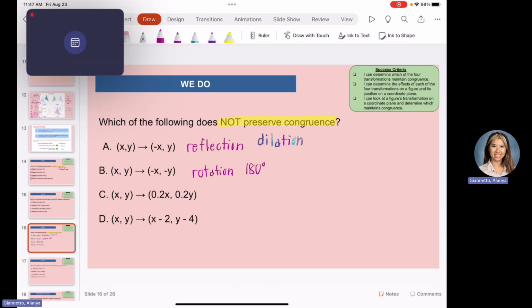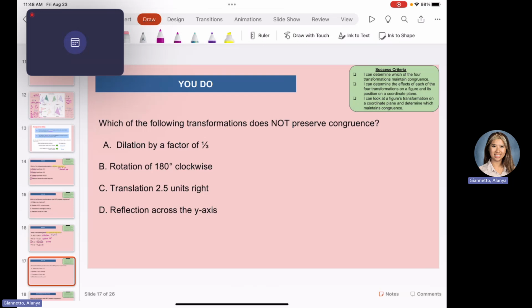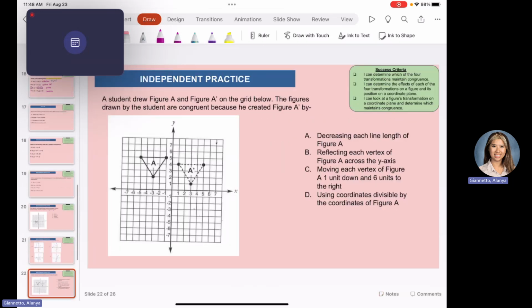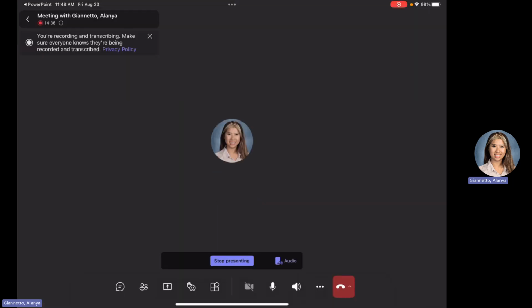Then for C, we have x comma y to 0.2x comma 0.2y. Anytime we have a number multiplying the x and the y, that is called a scale factor. And the scale factor means that this is dilation. So we found our answer. Our answer is going to be C, but I'm going to go ahead and identify what type of transformation D is. D is x comma y to x minus 2, y minus 4. Anytime we're adding or subtracting to the x and the y, we know that is a translation. And the rest of the problems are for you to do as independent practice. So thank you so much for following along in today's lesson.